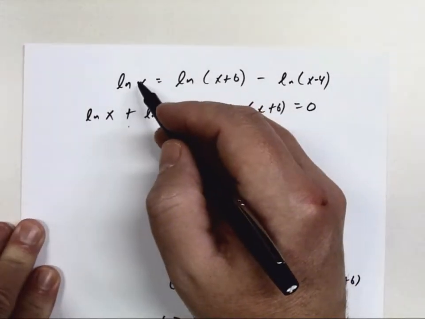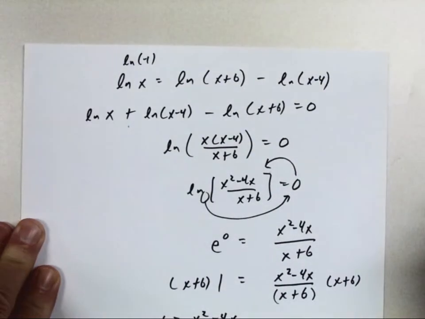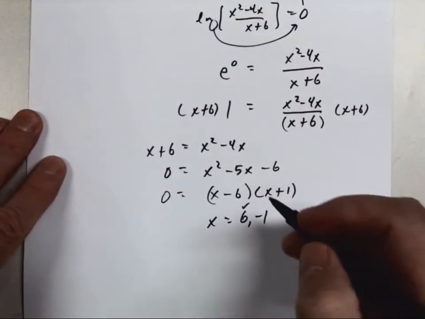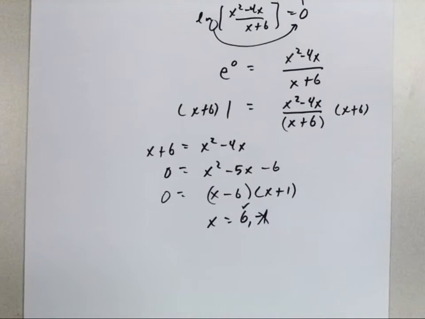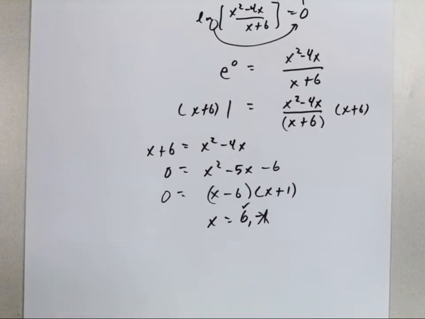Let's see what happens when I plug in -1. And right away, hopefully you can see, I would have natural log of -1. I can't have that. We cannot take logs of negative numbers. So even though the math gave me this solution, when you go check it, it's actually not a solution. So there's really only one solution, x equals 6.